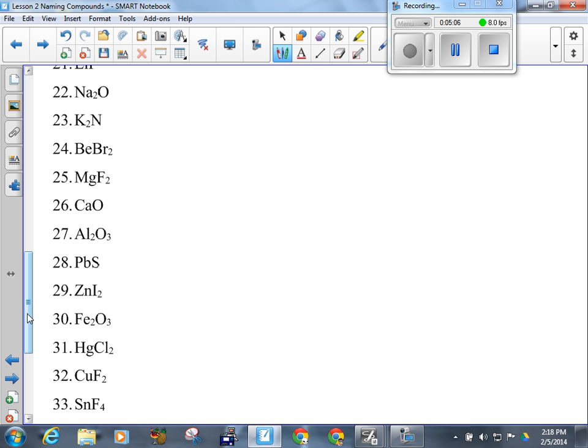Okay, how about number 28? 28 will need a Roman numeral. I've got lead and sulfur together. Lead has two possible charges, 2 and 4. All right, I need to figure out which one, so I put the right Roman numeral in the name.